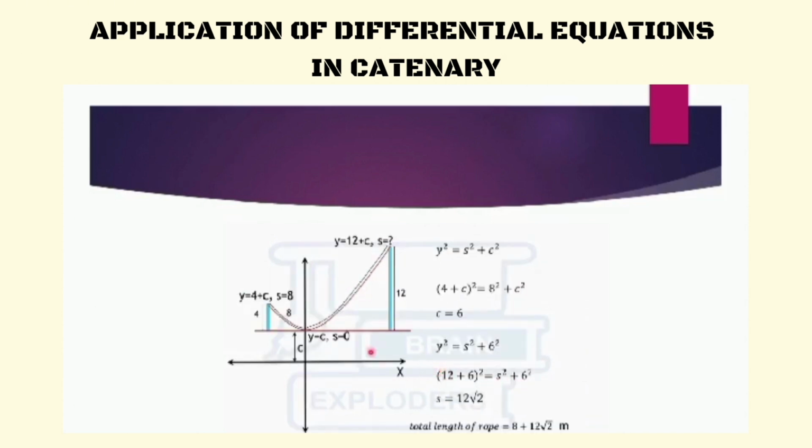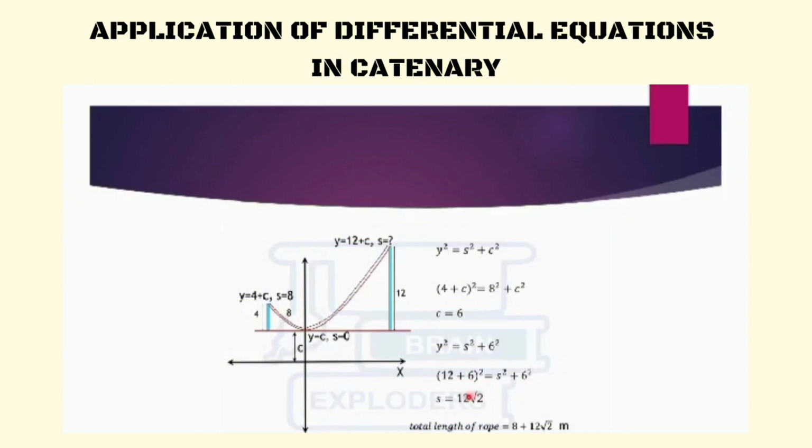Next is to find the value of c. Here we can use y squared is equal to s squared plus c squared, where for the shorter pole, 4 plus c quantity squared is equal to 8 squared plus c squared. Using our calculator, we can solve c is equal to 6. So y squared is equal to s squared plus 6 squared, plugging in the value, 12 plus 6 quantity squared is equal to s squared plus 6 squared.